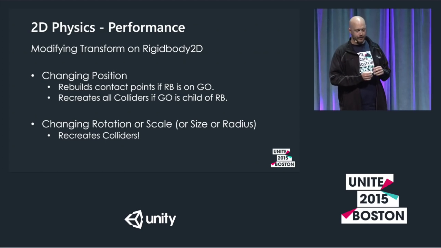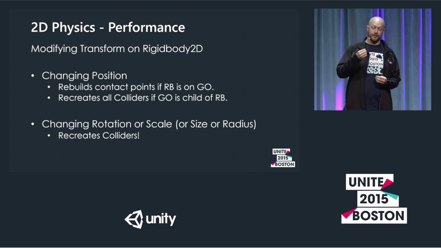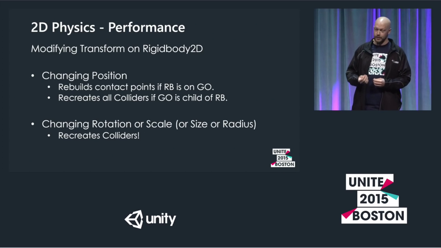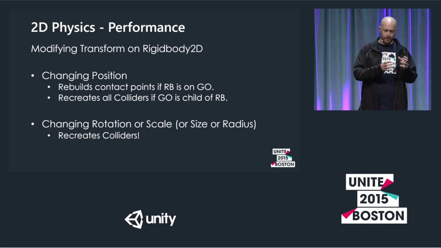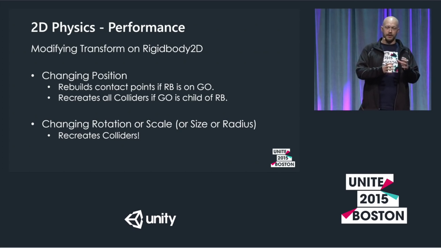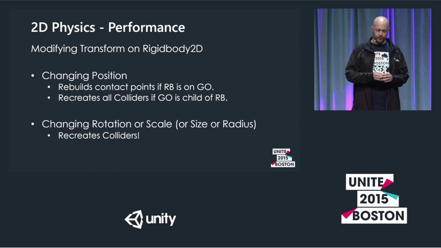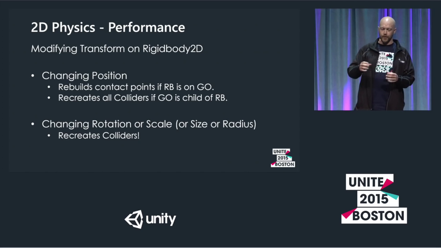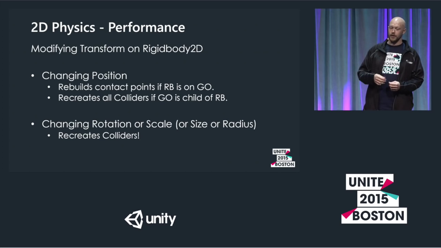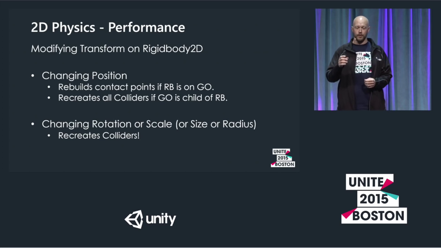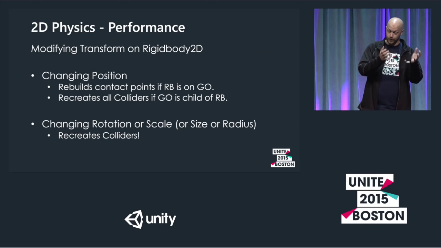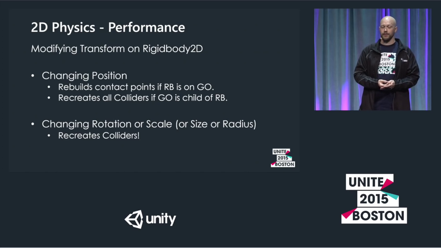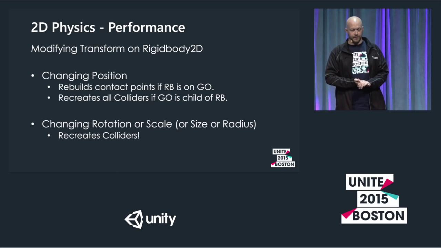And the same thing can sort of be said for modifying the transform on a 2D rigid body, more specifically the game object. If you touch the position on the game object, we see it as a teleportation, and we don't really keep a fine track of where it's coming from and where it's going. So you write to the position, we're going to say, oh, let me just find out everything that's around your rigid body and rebuild all the contacts with everything around it. And that could be expensive.